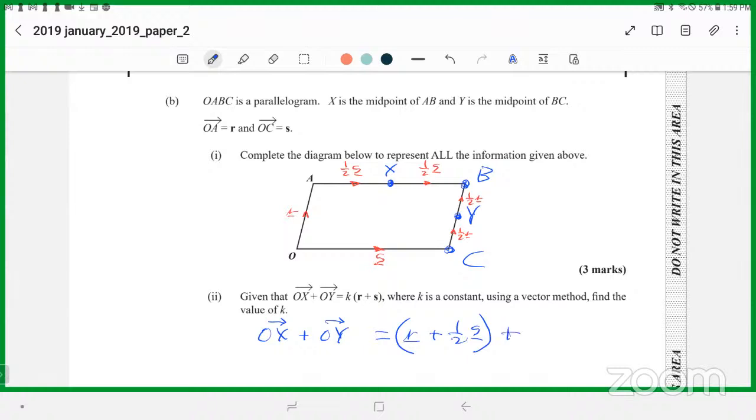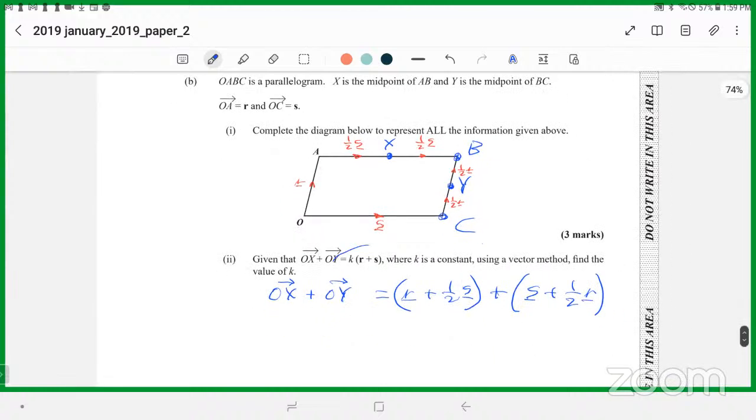And then we're adding OY. O to Y. Talk to me the OY now. To go from O to Y, simply, we go S across here, and then half R right there. So, but can you see that? S plus half R. Let's write it. So we're going to add a S plus half of R. And then we're going to consolidate the values as they have done there.